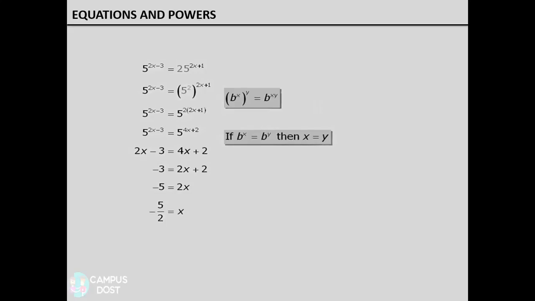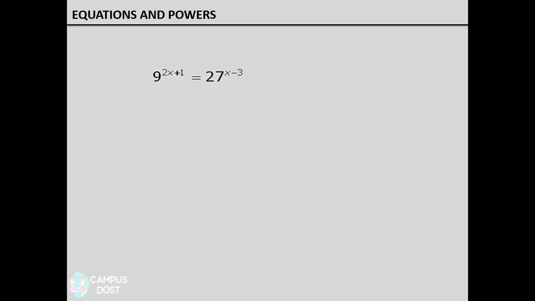Okay, let's try one more equation. Here the two bases in the equation are not equal. Now, since we cannot write 9 as a power of 27, and we cannot write 27 as a power of 9, we need to write both bases so that they have the same base. To do this, we can express both bases as powers of 3.